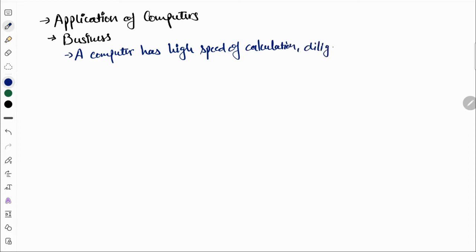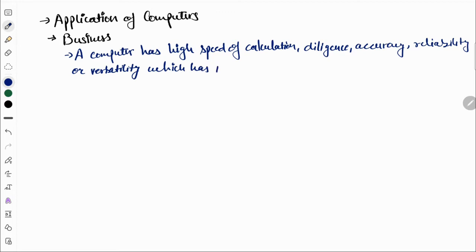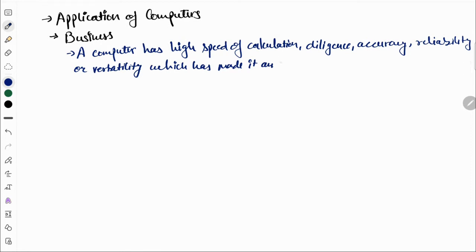intelligence, accuracy, reliability, or versatile, which has made it an integrated part in all business organizations.